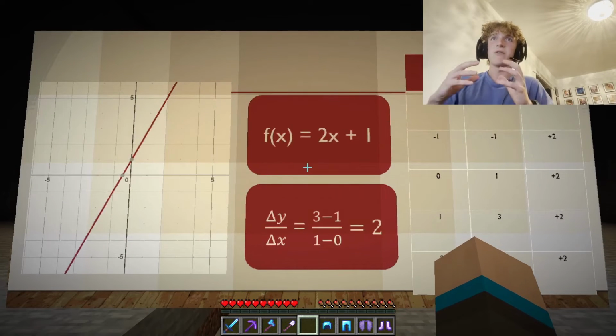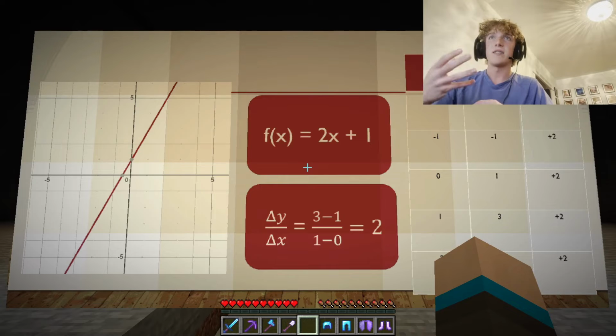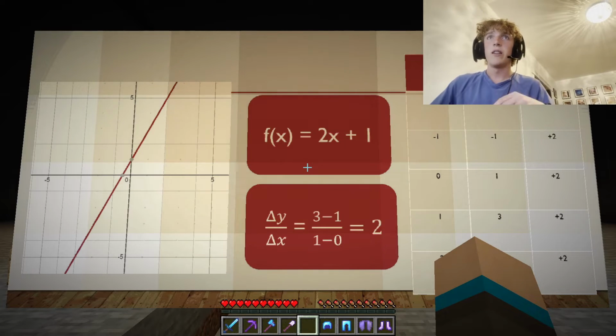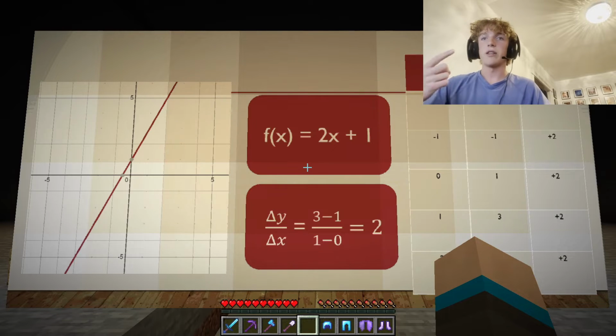Finding the slope of a linear function is pretty simple because it is constant. As can be seen in the table of f of x equals 2x plus 1, the y changes by 2 per every 1 increase in x. This is corroborated by the graph.